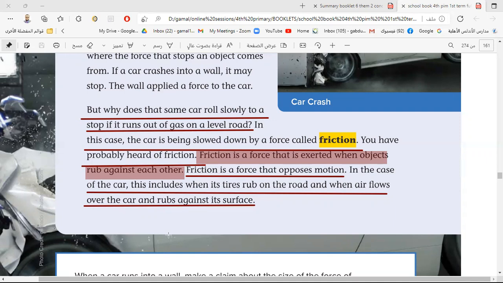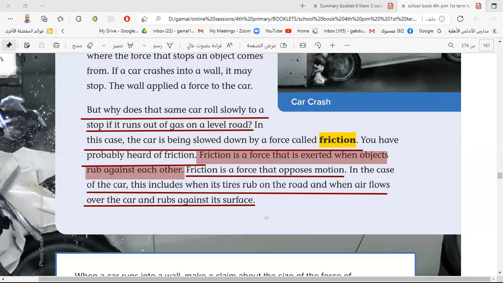This happens when it's dry. The tire rubs on the road. If you are moving in a car and the fuel finishes, what will happen to the car, Omar? The car will stop. Why will the car stop?